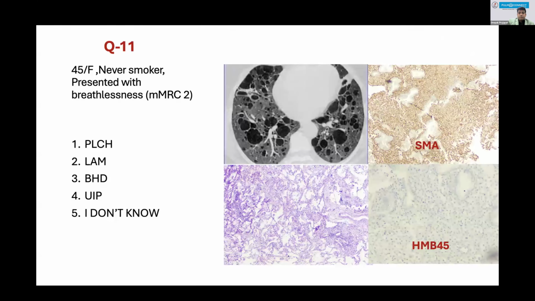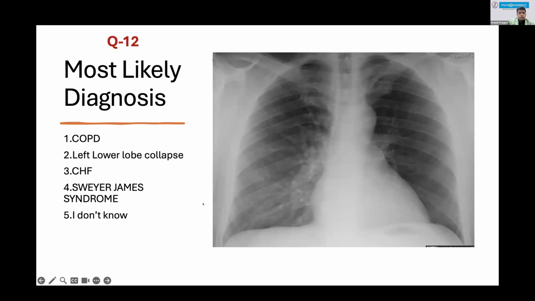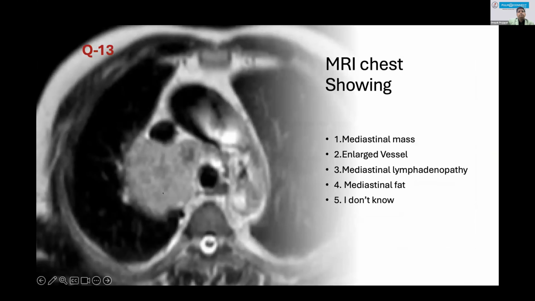Then the 11th question, the 45-year female never smoker presented with breathlessness, cystic lung disease, with histopathology SMA and HMB-45 stains positive. So this is LAM. Then the most likely diagnosis on this X-ray, the correct answer is Swyer-James syndrome. So this side is more hyperlucent. Then the MRI chest, it is showing the mediastinal mass. The first option is correct.